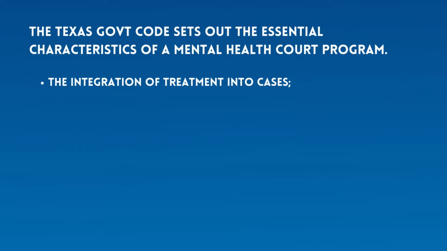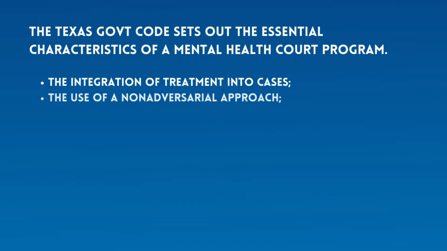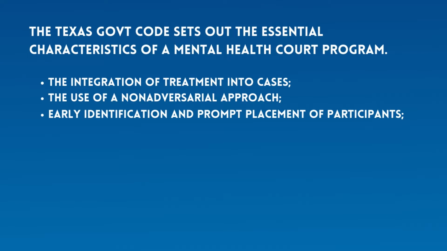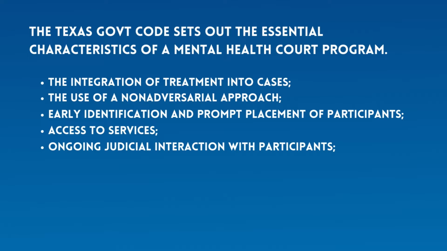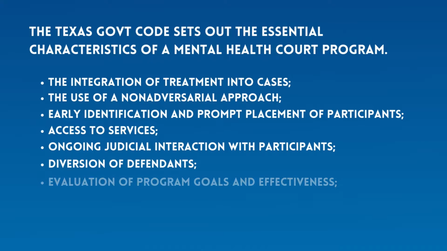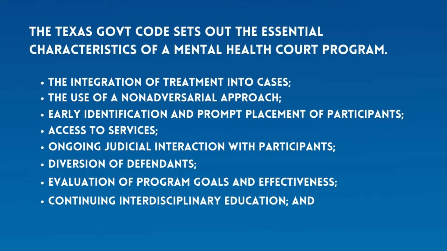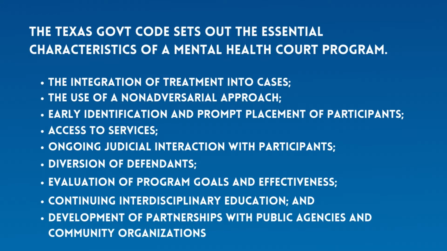The Texas Government Code sets out the essential characteristics of a mental health court. You are going to look for the integration of treatment into cases, the use of a non-adversarial approach, early identification and prompt placement of participants, access to services, ongoing judicial interaction with participants, diversion of the defendants away from the justice system, evaluation of program goals and effectiveness, continuing interdisciplinary education, and development of partnerships with public agencies and community organizations.